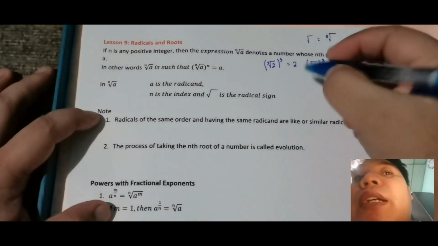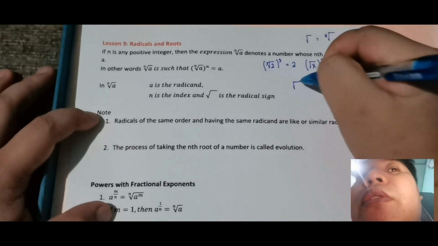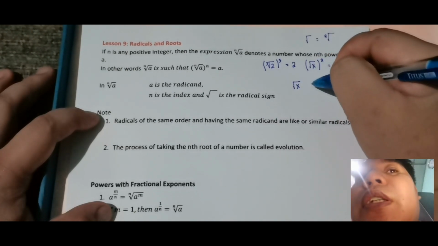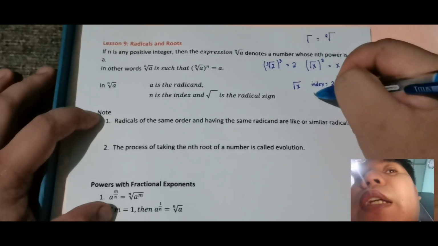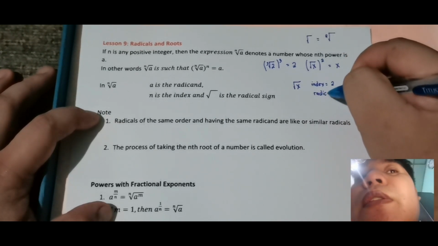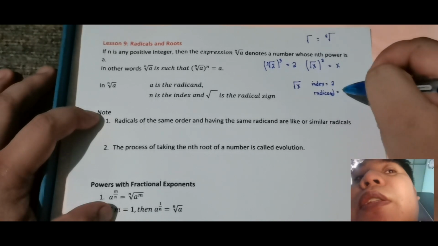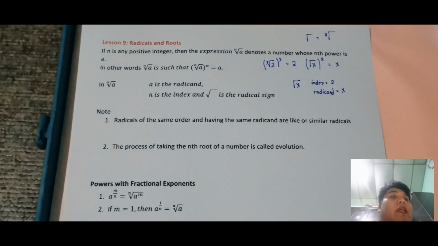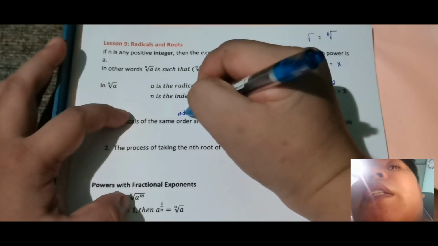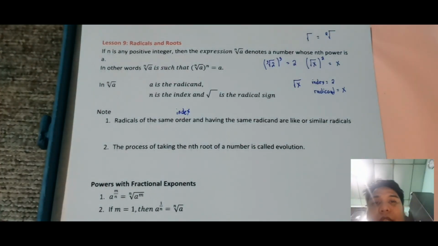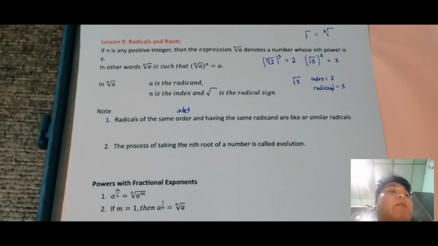Okay, so ito yung mga example niya. Kunyari, square root of x. Ano yung index? Index na ito is equal to 2. Yung radicand is equal to x. Yan yung mga part na yan. So, next natin, note that the radicals of the same order. Ulit ano yung order? Order is also index. And having the same radicand are like or similar radicals.